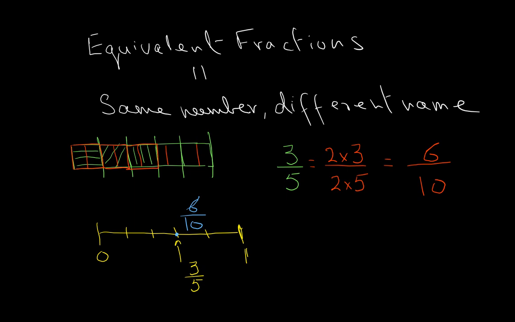Similarly, this number, and by the number I mean this thing right over here on the number line, which is 3 over 5, has a different name, which is 6 over 10. Okay? Similarly, we can do other things, like maybe have another number like 2 over 6.